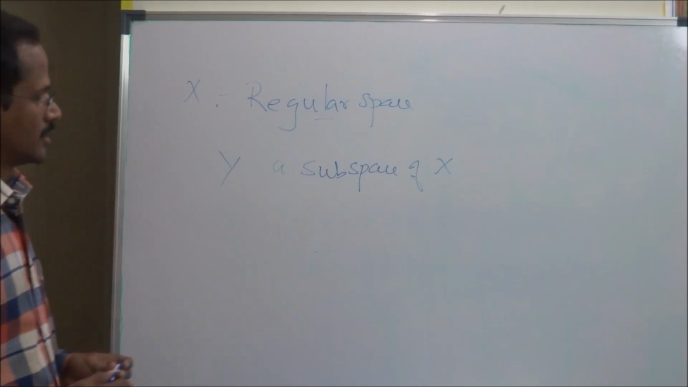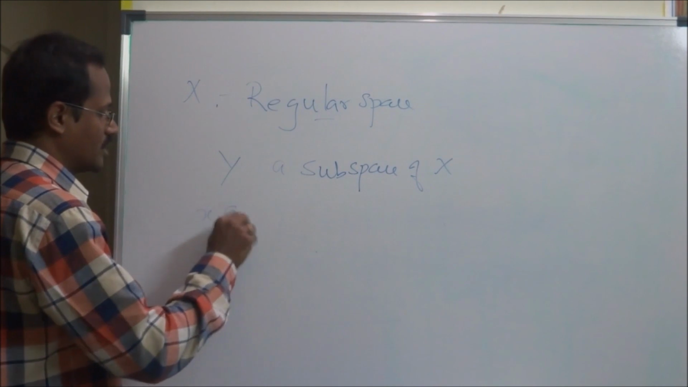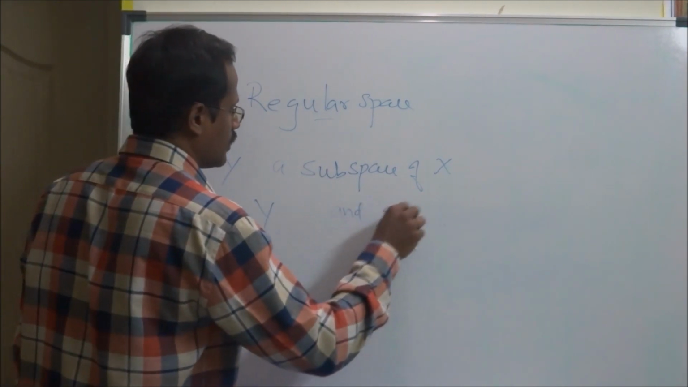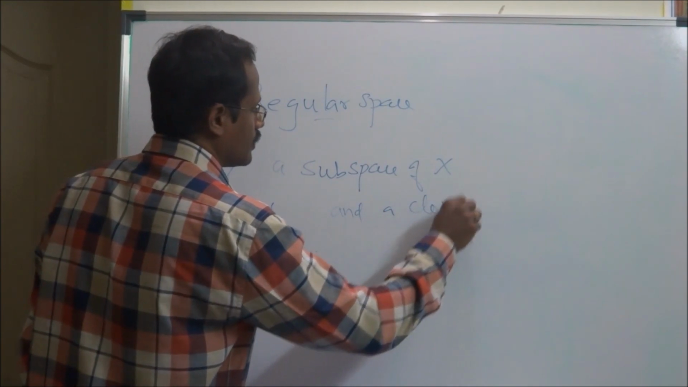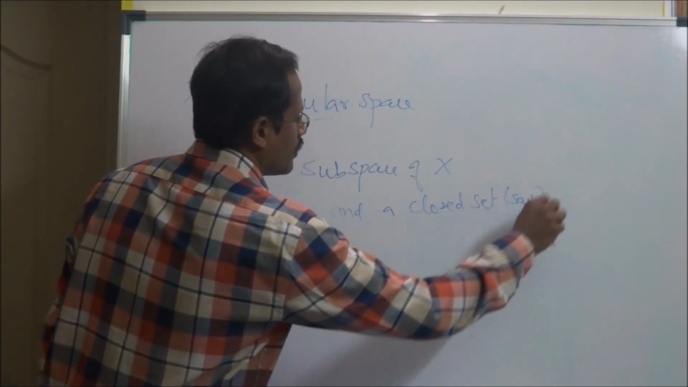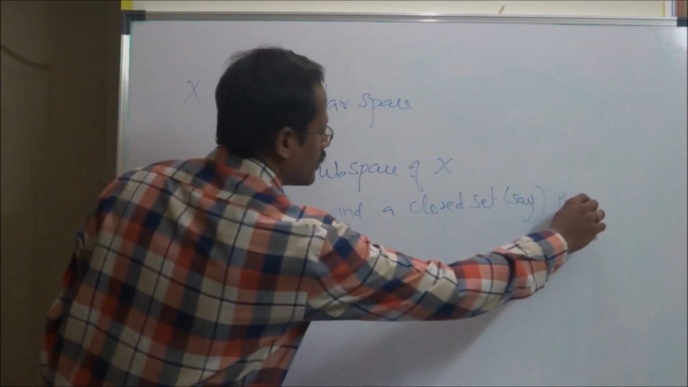You consider an arbitrary point y in Y and a closed set, say B, in Y.